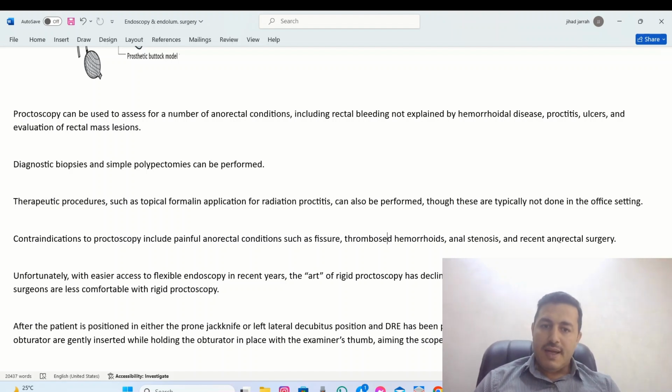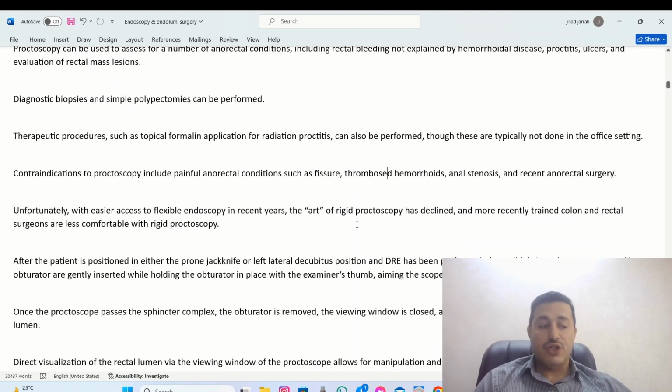Unfortunately, the rigid instrument is actually not preferable nowadays, of course, in the presence of the flexible instrument. So some surgeons and some endoscopists don't prefer the rigidity of the proctoscope.